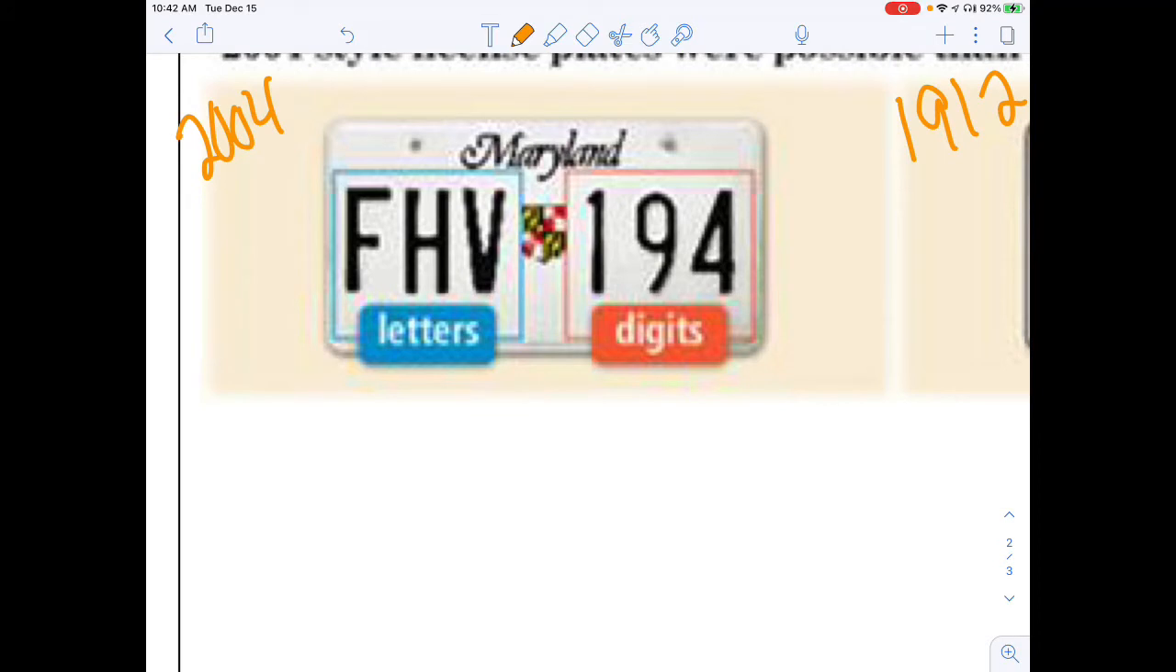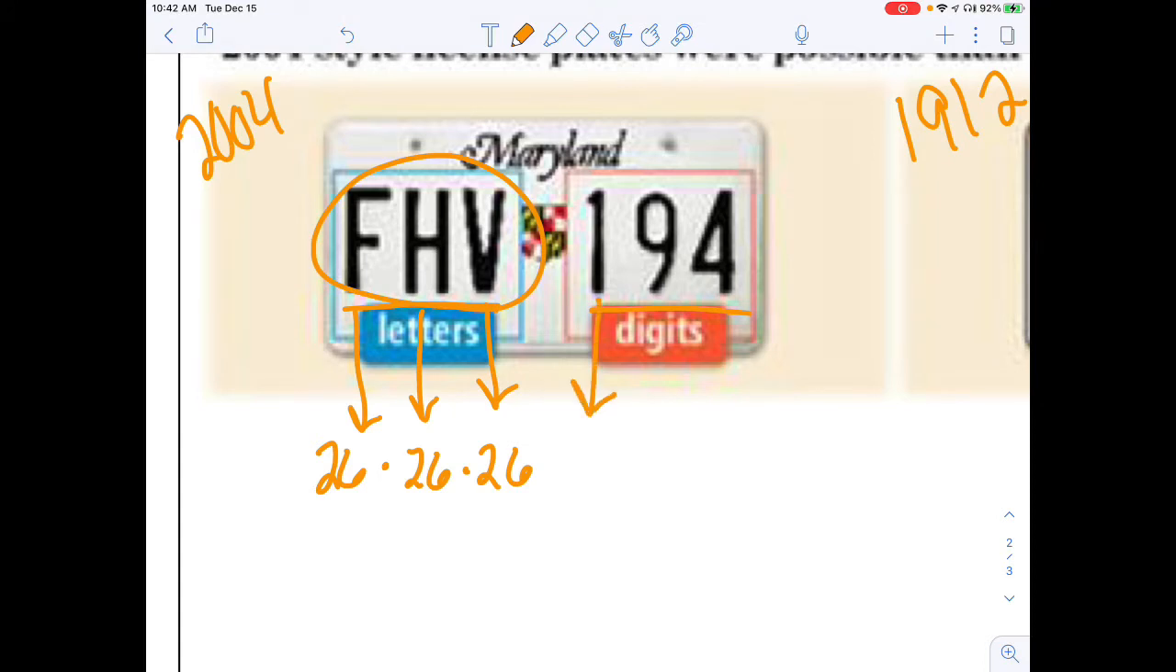So if there are 3 letters and 3 digits, each letter has 26 options. You can pick A, B, C, D, E, F, G, H, I, J, K, L, you know what I mean? 26. This one, you have another 26 options. So for every 26 options for the first letter, you have 26 options for the second letter. And then for every one of those, you have another 26 options for the third letter. And then on top of that, for whatever you have over here, you have 10 more options for this digit times another 10 for this digit times another 10 for this digit.